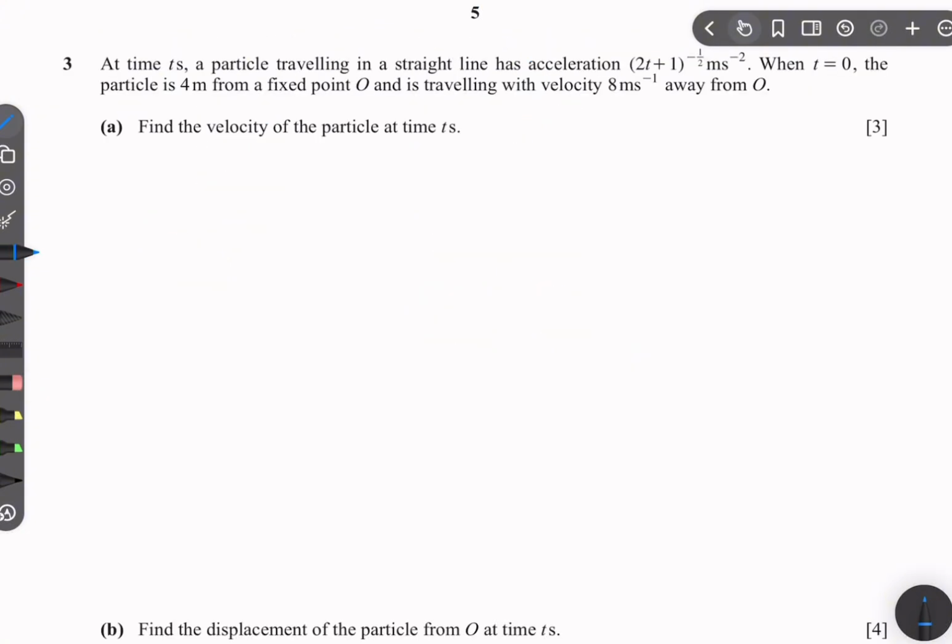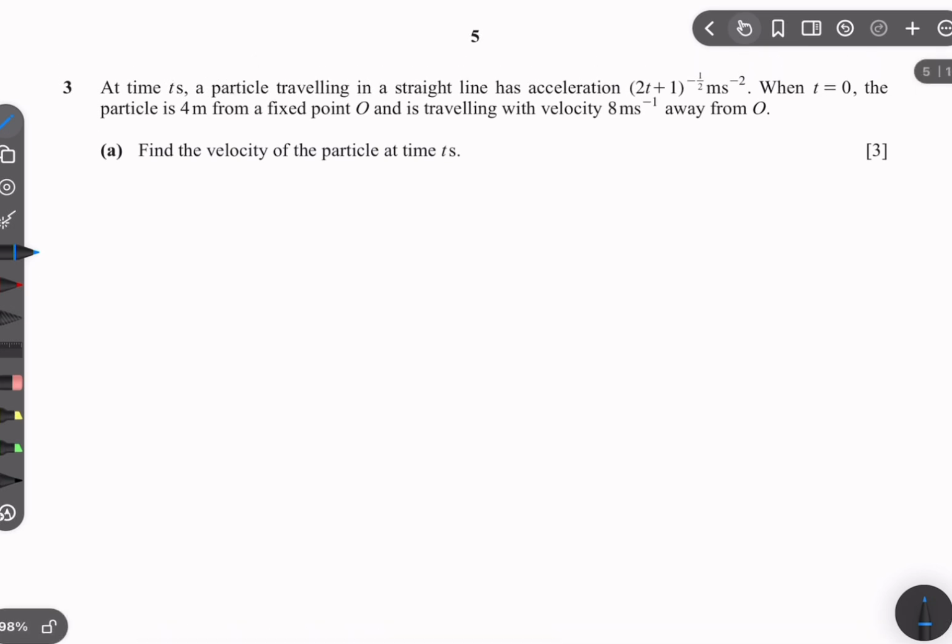Question 3. At time t seconds, a particle traveling in a straight line has acceleration of this. When t is equal to 0, the particle is 4 meters from a fixed point O and is traveling with velocity 8 meters per second away from the origin. Part A. Find the velocity of the particle at time t.